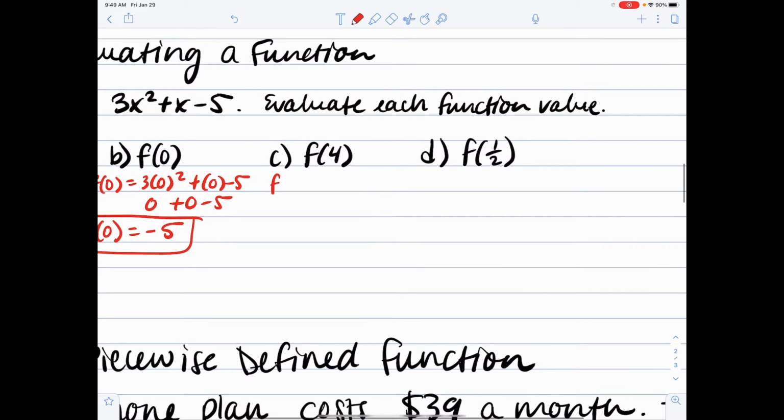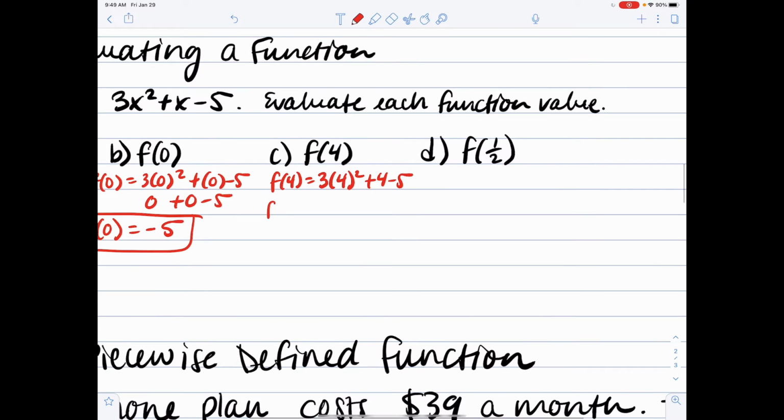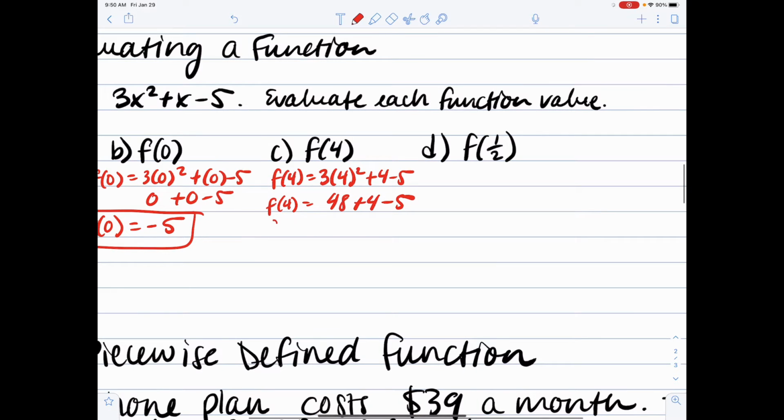Okay, f of 4 is 3 times 4 squared plus 4 minus 5. That's 16 times 3, which I think is 48. And then plus 4 minus 5, which is basically just minus 1. So it's 47. You can check my work on that one.